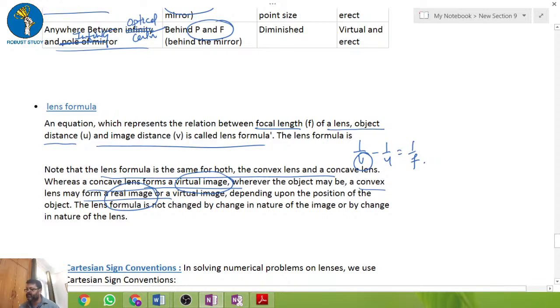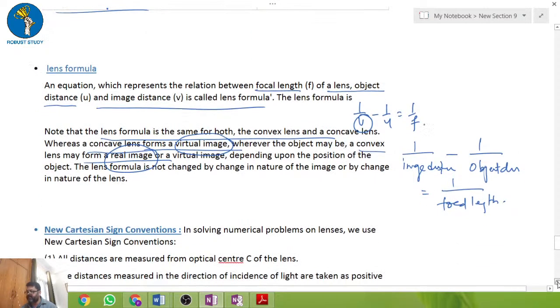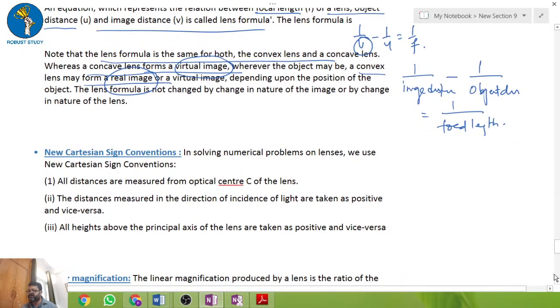Okay, so the lens formula is 1 by v minus 1 by u, which means 1 by image distance minus 1 by object distance is equal to 1 by focal length, fine. Now similarly, here also we have the Cartesian sign convention. So all the distances measured, fine.